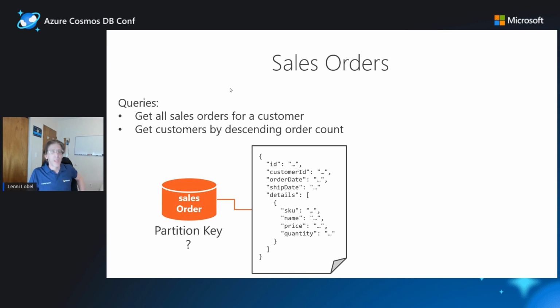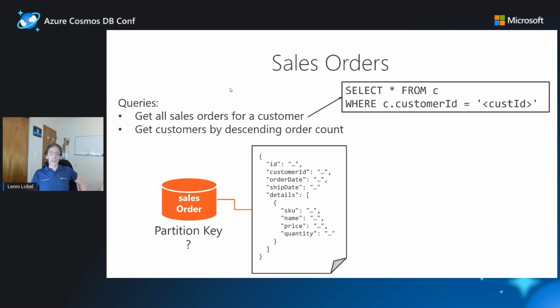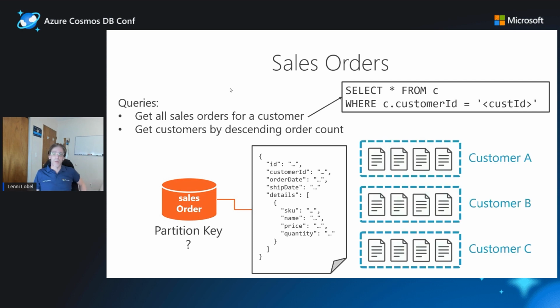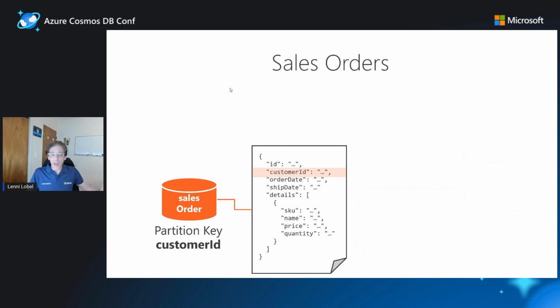So let's go with the common scenario first. Getting all sales orders for a customer would look something like so. That's how the query would look, right? Give me all the orders where the customer ID matches this customer. So if we partition on the customer ID, it'll do just that, right? It'll put all the sales orders for customer A in its own logical partition and each other customer in their own separate logical partitions. I could get all the sales orders or a subset of the sales orders from a customer with a very efficient single partition query. So that means customer ID is the appropriate partition key to use here.